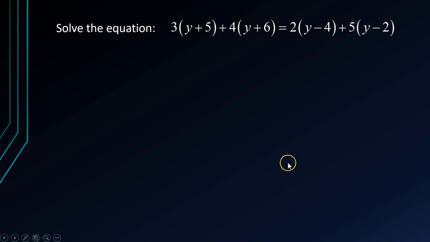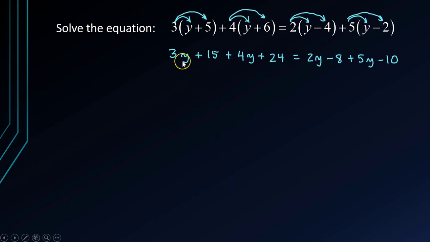So I'm going to start doing that by distributing. So I'm going to distribute the 3 to this quantity, the 4 to this quantity, the 2 to this quantity, the 5 to this quantity. And now we get 3y plus 15 plus 4y plus 24 equals 2y minus 8 plus 5y minus 10. Then when I combine like terms, I get 7y plus 39 equaling 7y minus 18.